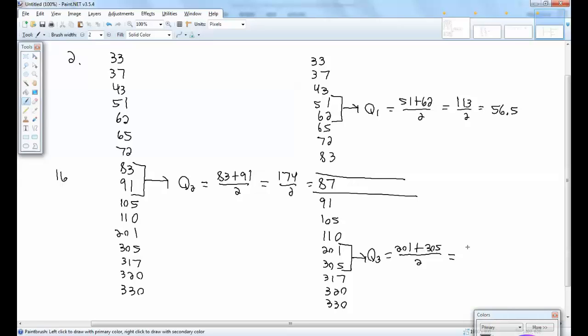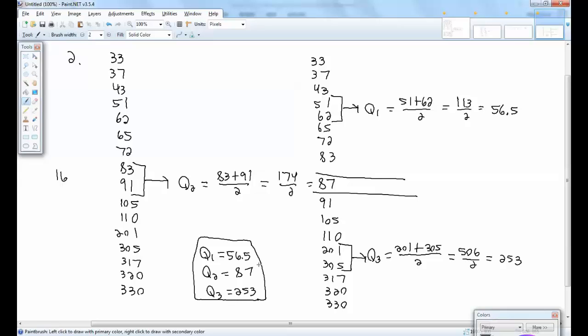Okay, which gives us 506 over 2, which gives us 253. Okay, so final answer, Q1 is equal to 56.5, Q2 is equal to 87, Q3 is equal to 253. And those would be our quartiles.